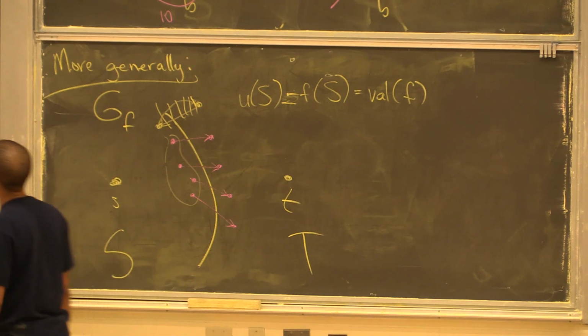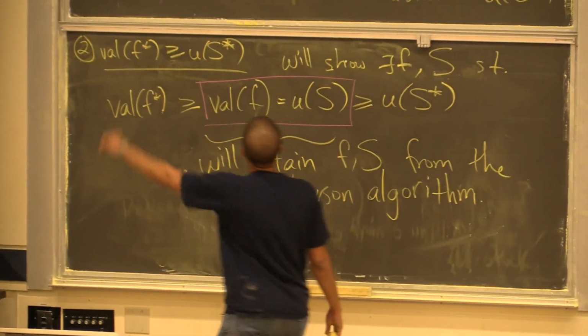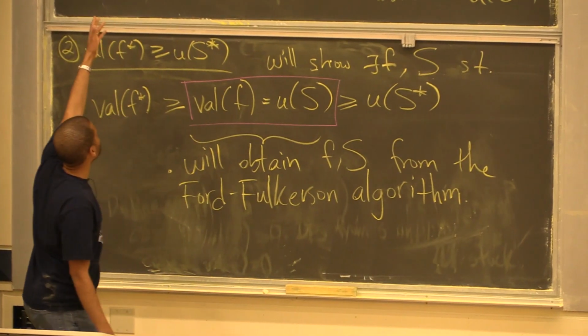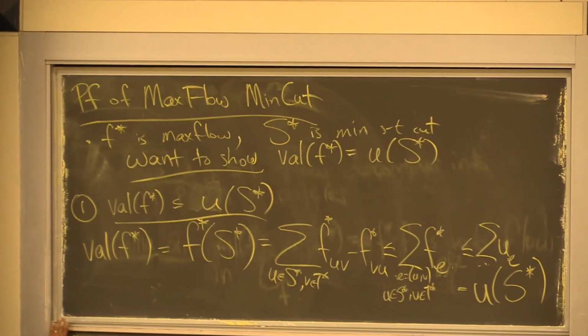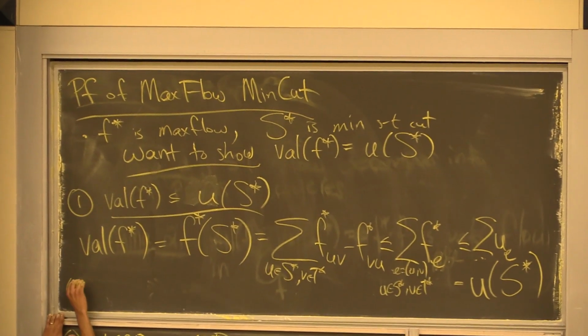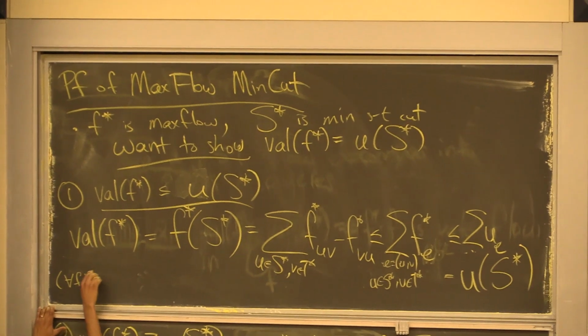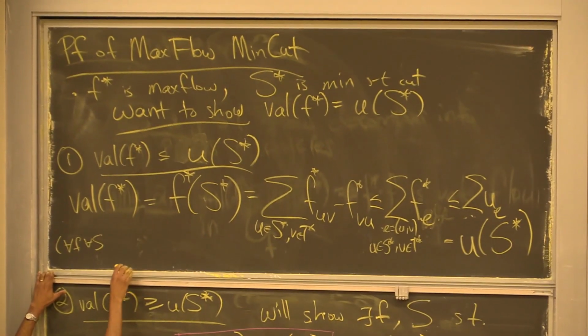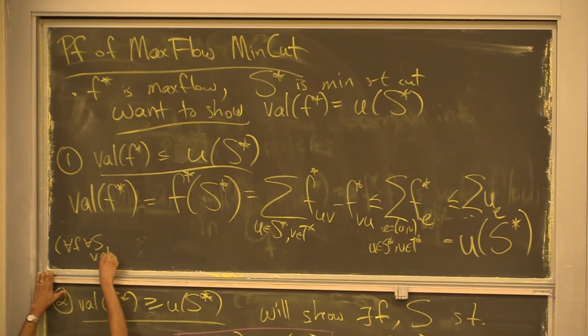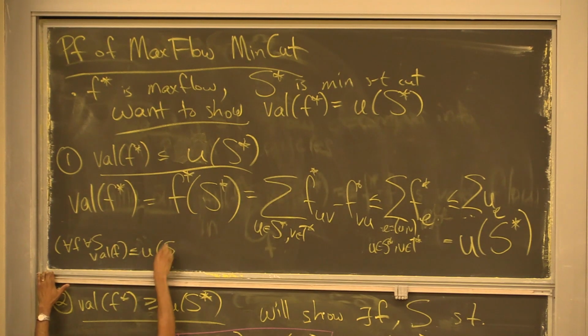And in fact, since it's just the same proof as item 1, we know more generally that for all F and for all S, the val of F is at most the capacity of S. It's the same exact proof as item 1.